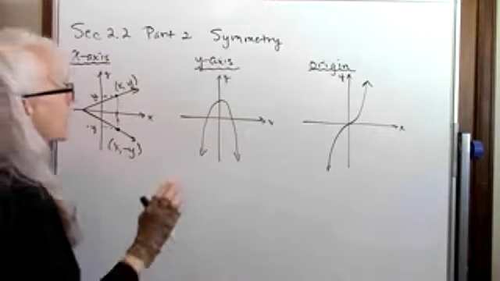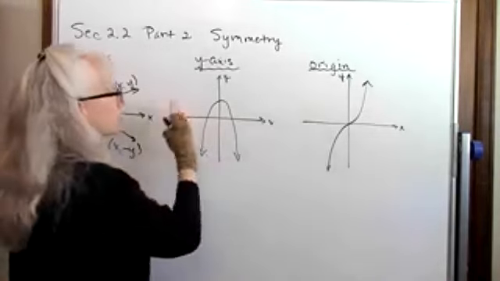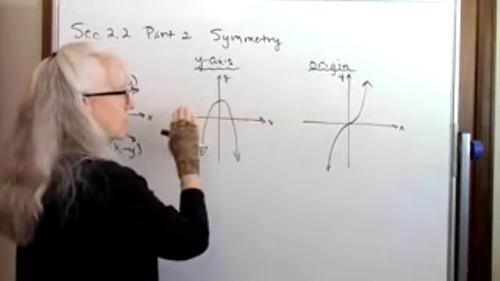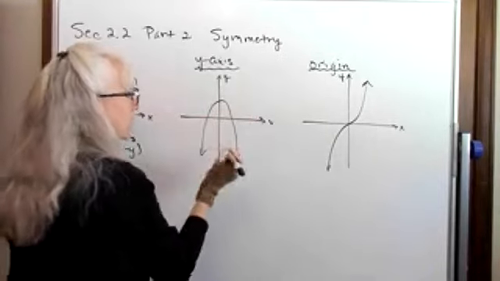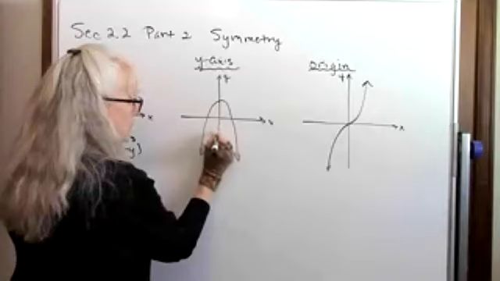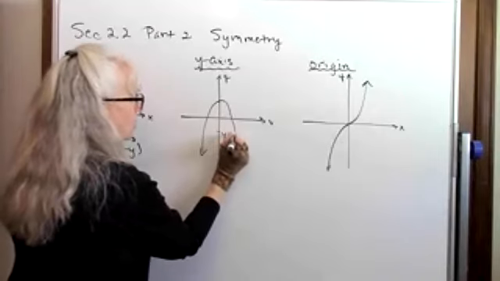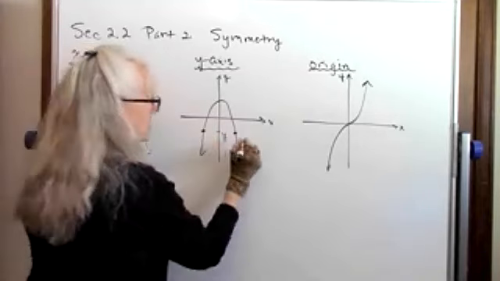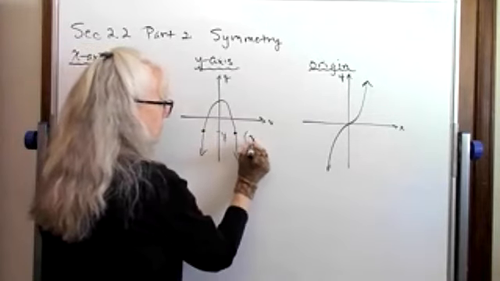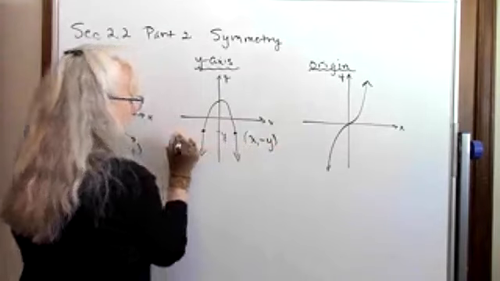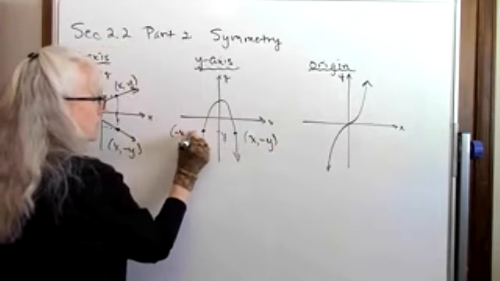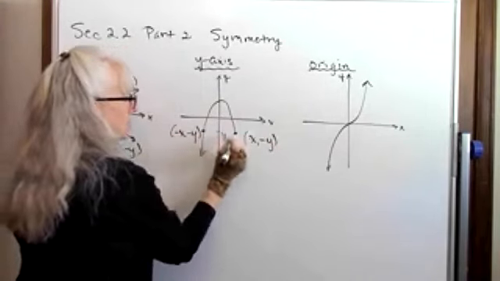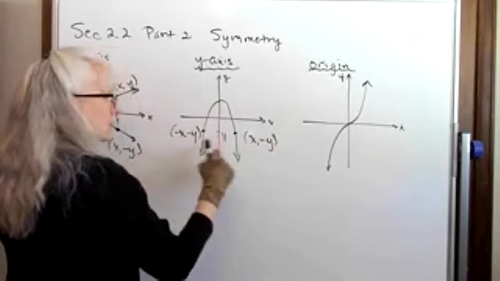In terms of the y-axis, here's that parabola again. The y-axis is the fold line, so it's folding across the y-axis. For this picture, if we pick a particular y value, we're going to have an x on the left side, and we'll also have an x on the right side. So for this one, we would have a positive x along with that negative y, and over here, we would have a negative x with that negative y. You'll notice that the sign changes on the x's because it's folding across the y-axis.